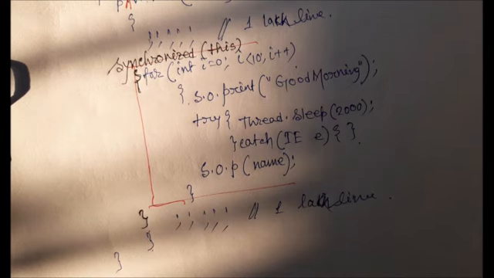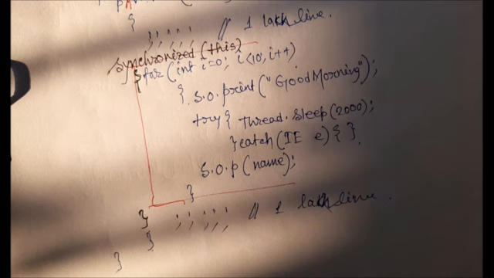So what is a synchronized block? A synchronized block can be used to perform synchronization on a specific resource of the method. I am not talking about the entire method. I am talking about a specific resource of a method. That is the ultimate discussion of the synchronized block.